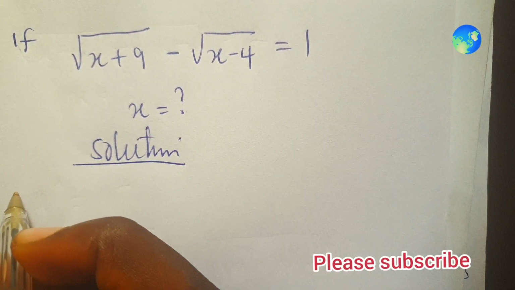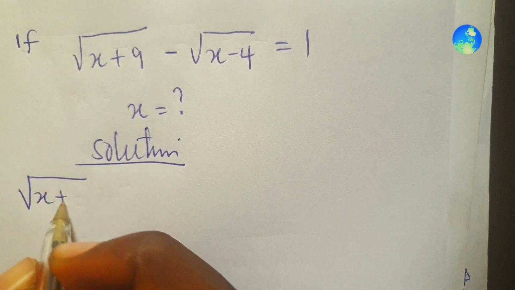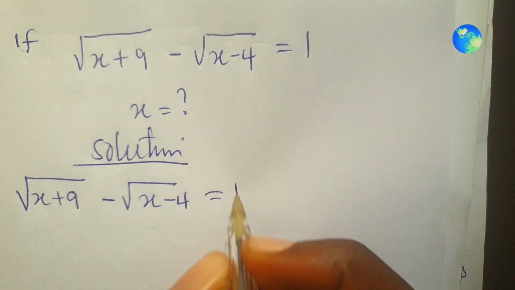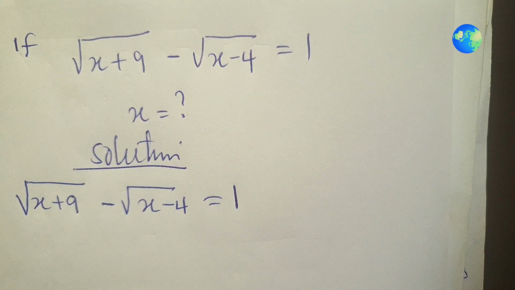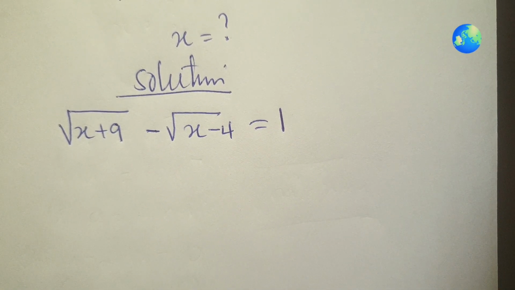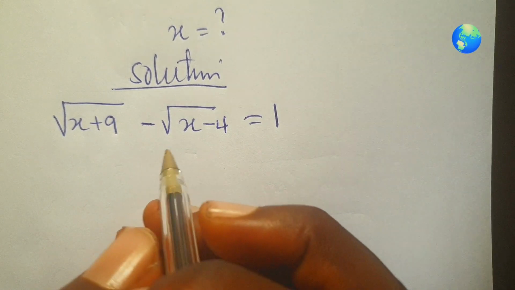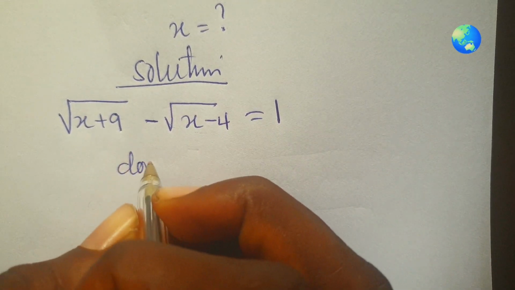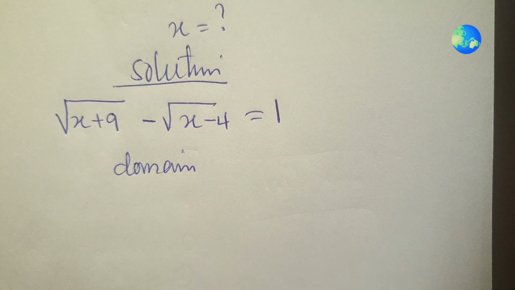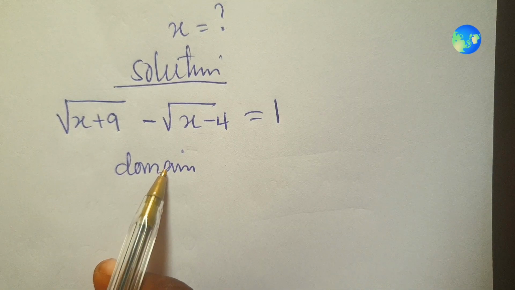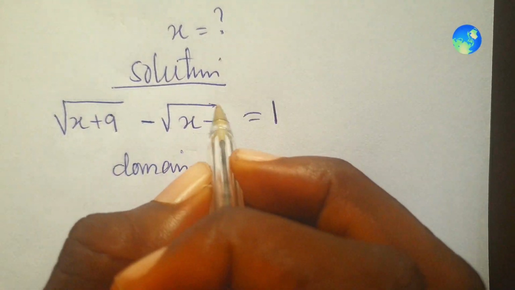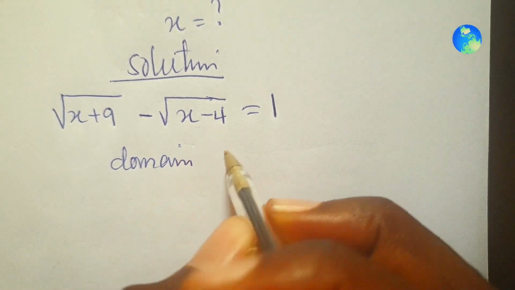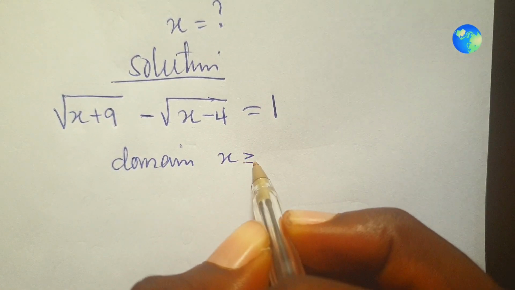For this, we have the square root of x plus 9 minus the square root of x minus 4. Advisably, anytime you are given questions that have to do with square roots, you always consider the domain. I'm emphasizing the domain because if I don't focus on it, I might end up with a solution that will make the whole work undefined, right? So the domain of this, clearly x must be greater than or equal to 4.